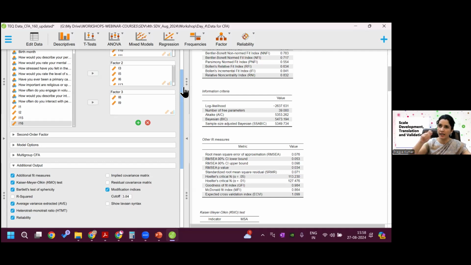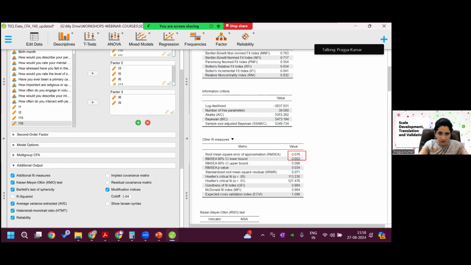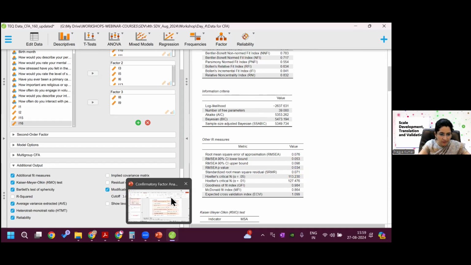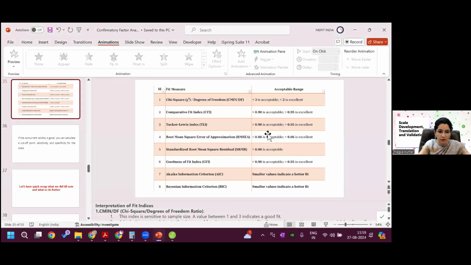Okay, so I did not explain that RMSE. This information criteria you use only when you compare with other models. Otherwise, you basically report the root mean square error of approximation and SRMR. If you see the value here, in both cases it should be less than 0.08.